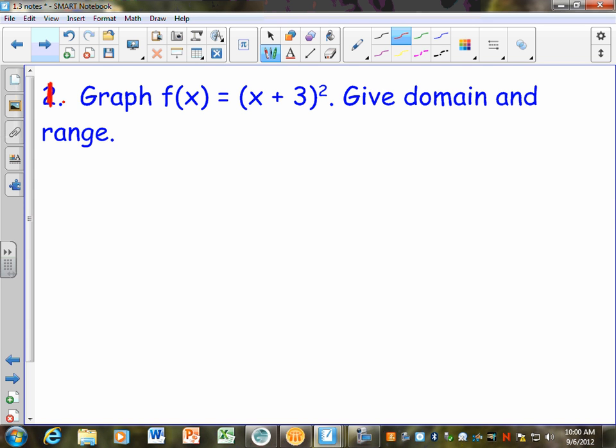Part of your homework today, the directions say to use a graphing calculator, but I want you to practice graphing these without a graphing calculator. And it kind of leads us into transformations a little bit. So this says graph f of x equals (x plus 3) squared and give the domain and range.